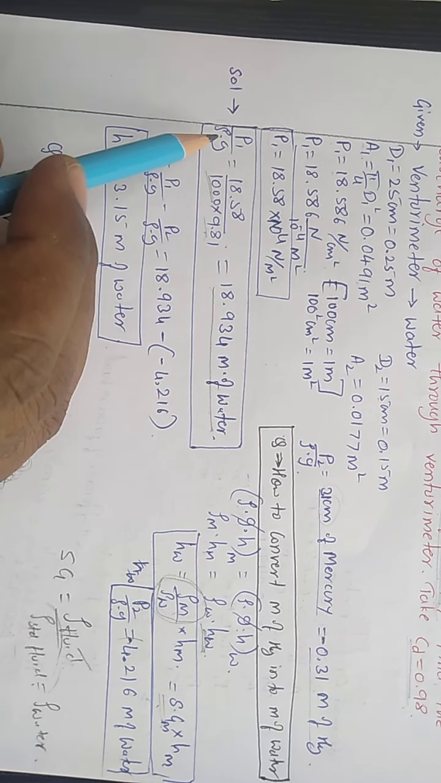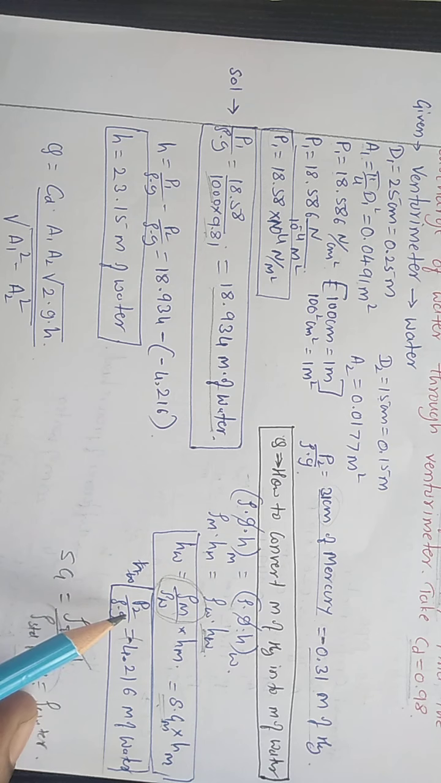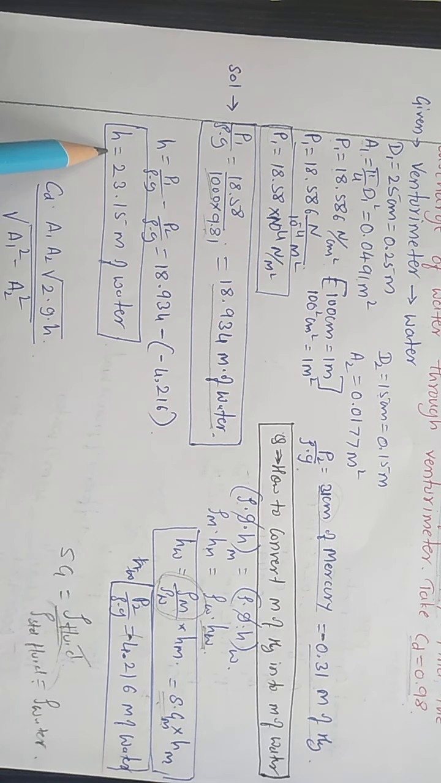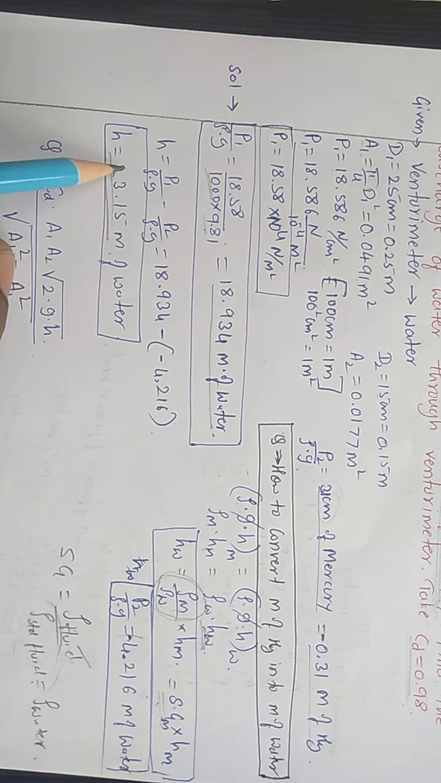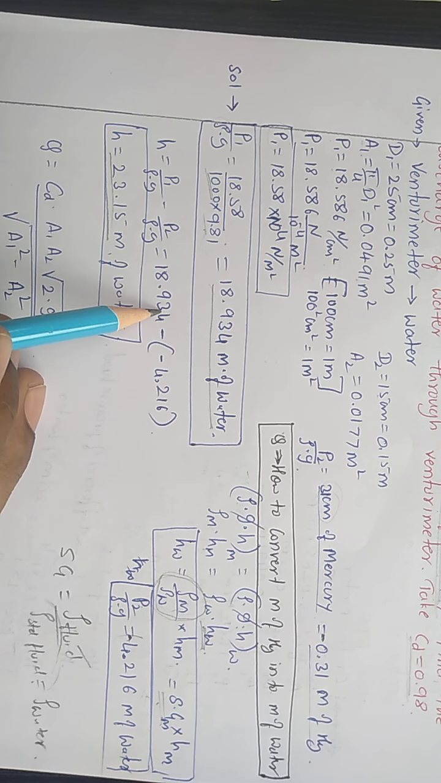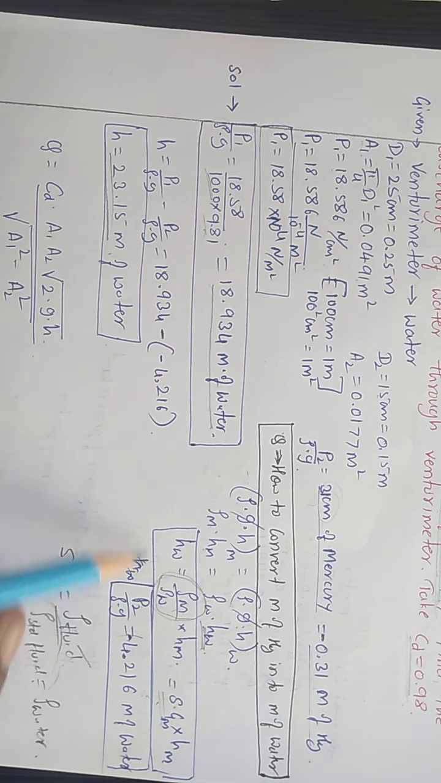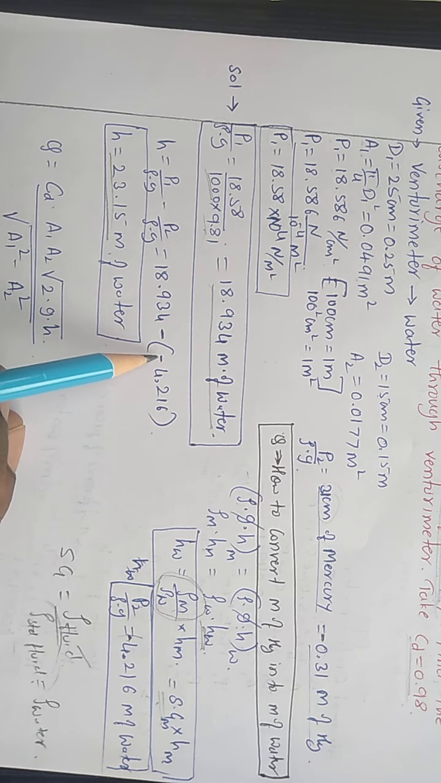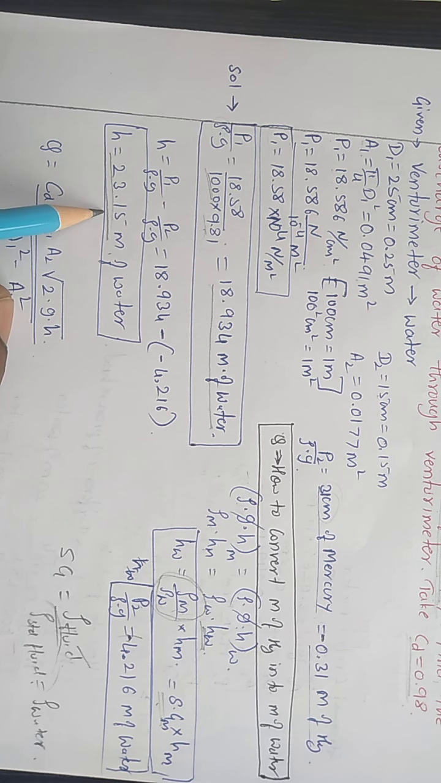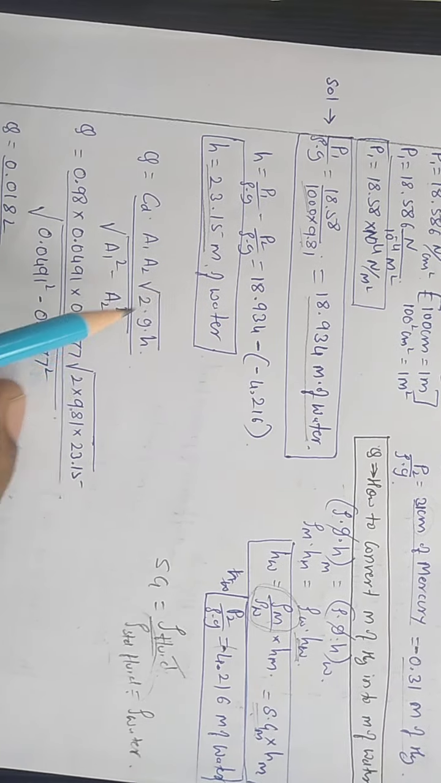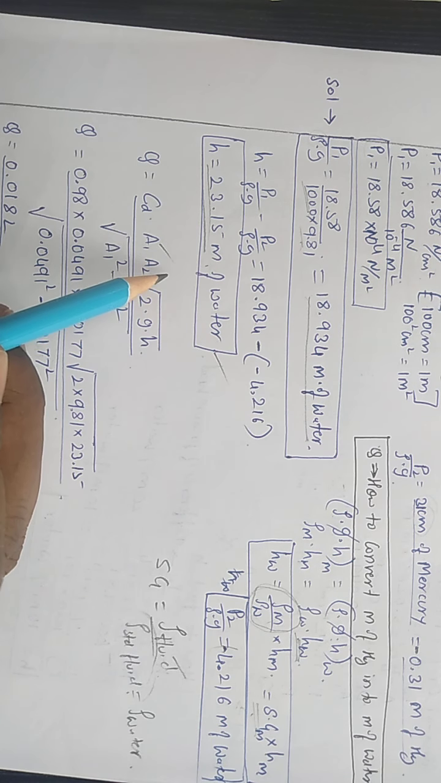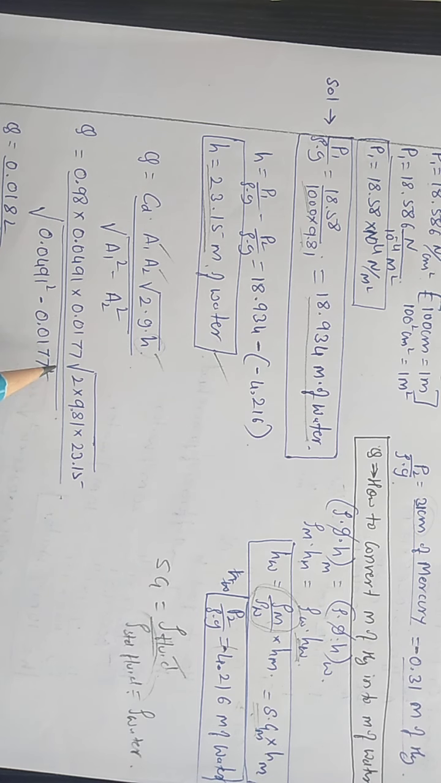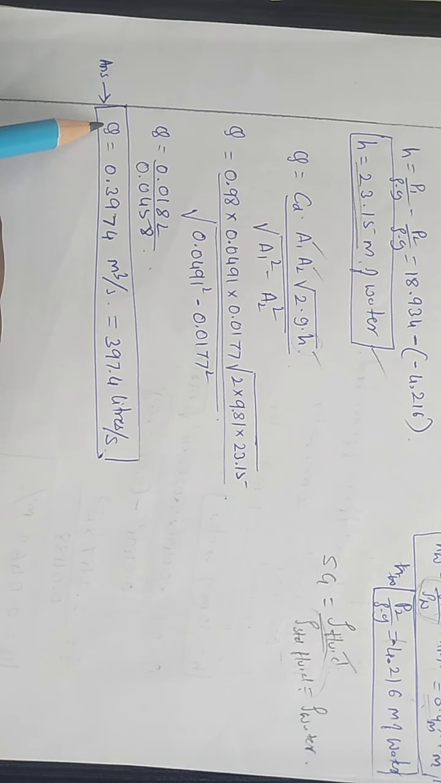Now we got P1 by rho g and P2 by rho g in terms of meters of water. The difference of that we will get as head. So H is equal to P1 by rho g minus P2 by rho g. P1 by rho g is 18.934 minus P2, and P2 is minus 4.216. Minus of minus becomes plus, so you add, and you get 23.15 meter of water. We know A1, we know A2, and we have found H, so substitute. Finally the answer is Q equal to 0.3974 meter cube per second.